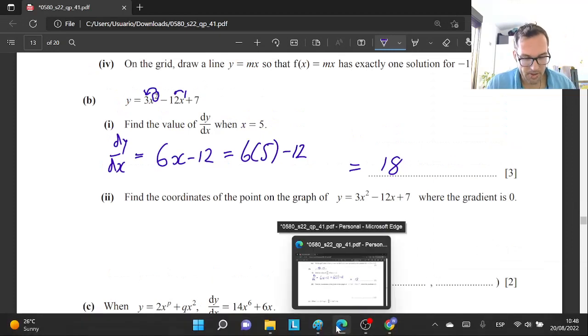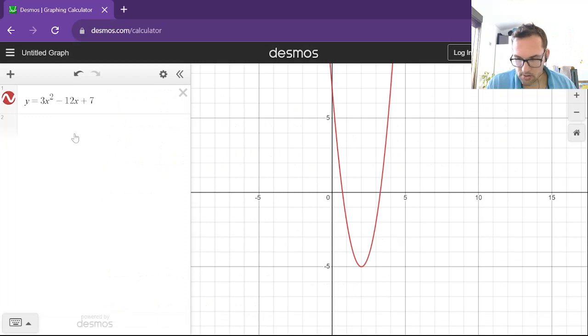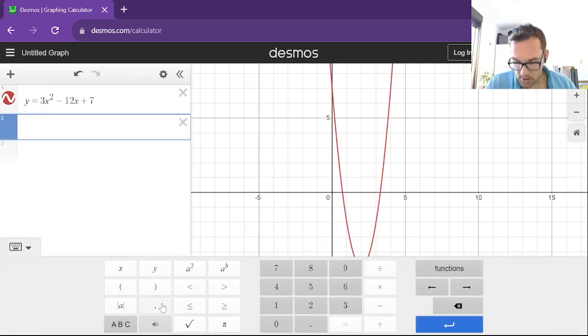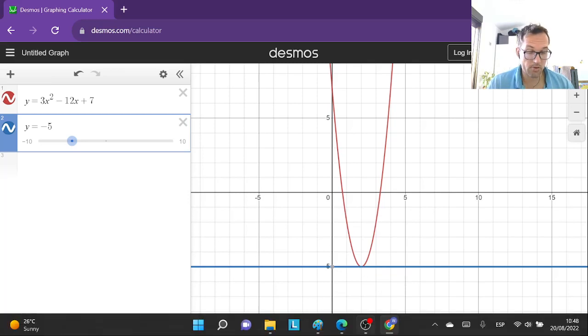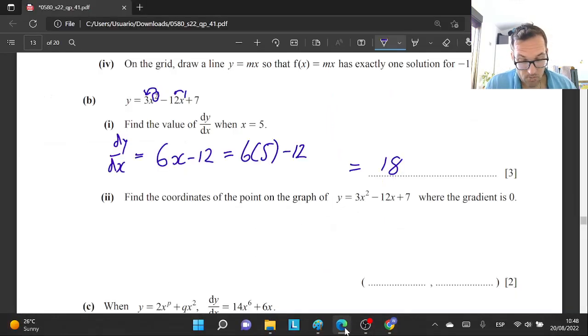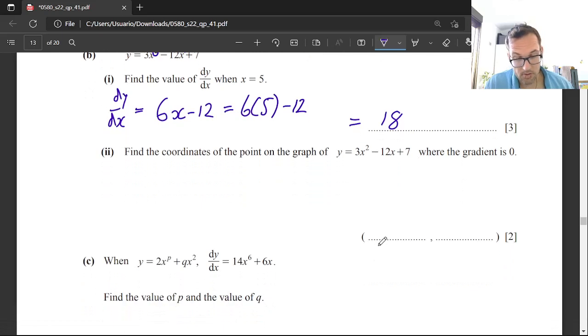Now remember, 3x squared minus 12x plus 7, of course, is a parabola. It's quadratic. So there it is. So where is the gradient 0? Of course, where the turning point is. What would that be? That would be where y equals negative 5. And there's the coordinates. That's the answer: 2, minus 5. Got the answer already, but you won't have Desmos graphing, so we're going to use math to do it.